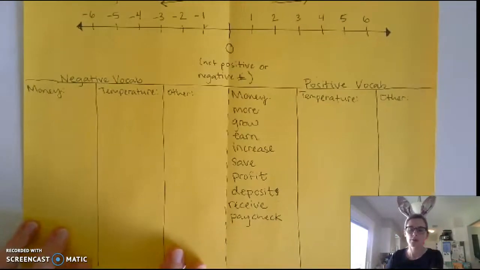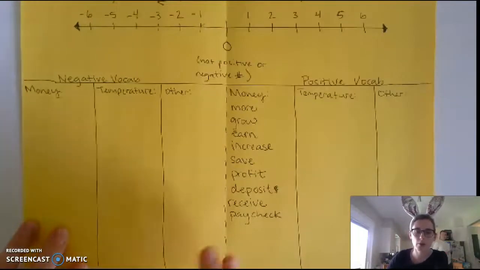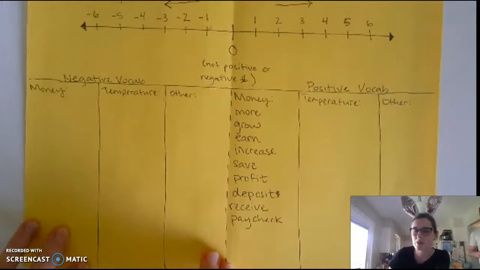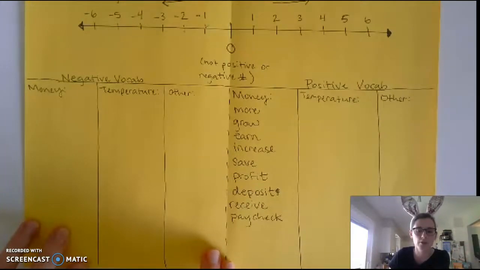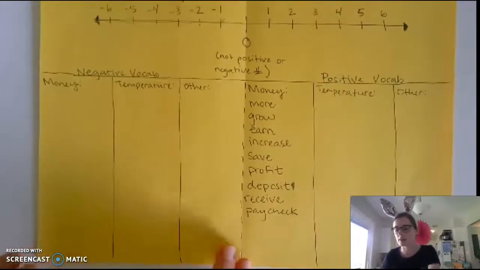So if you need to pause this to write those down, you can do that. I'm going to keep going. That's the nice thing about video lessons: you can pause and look and write as you need to. Now we're going to take a look at the negative side.